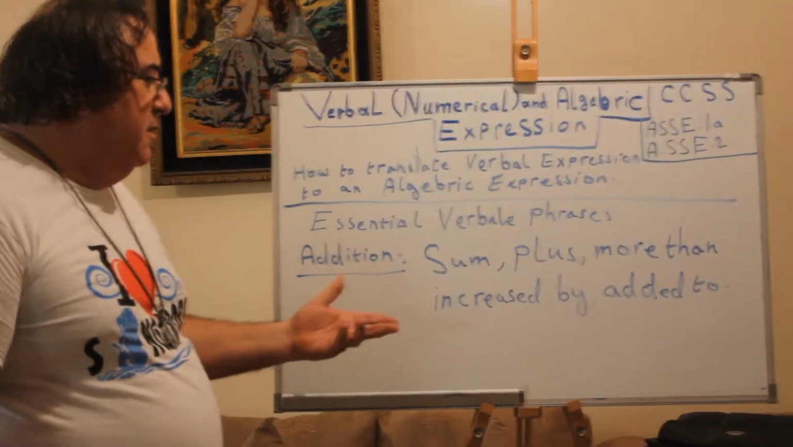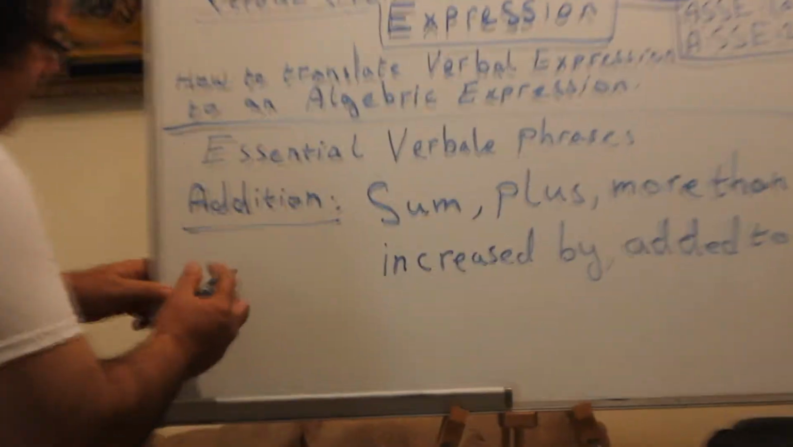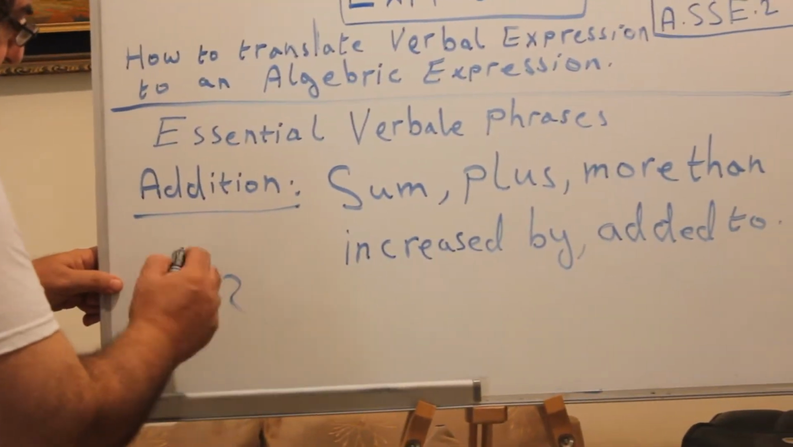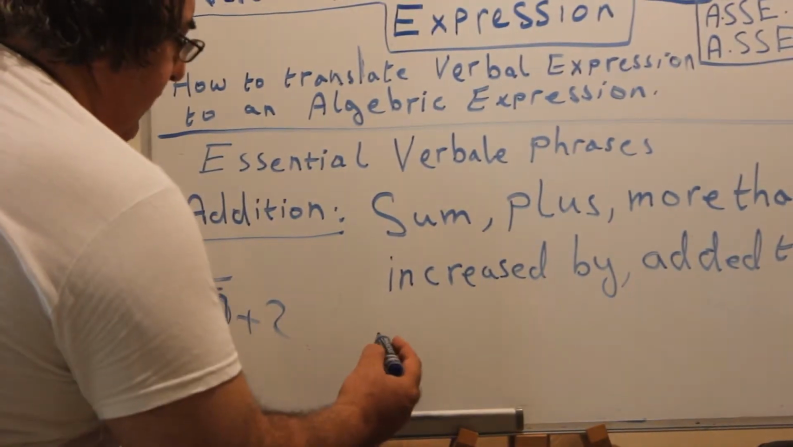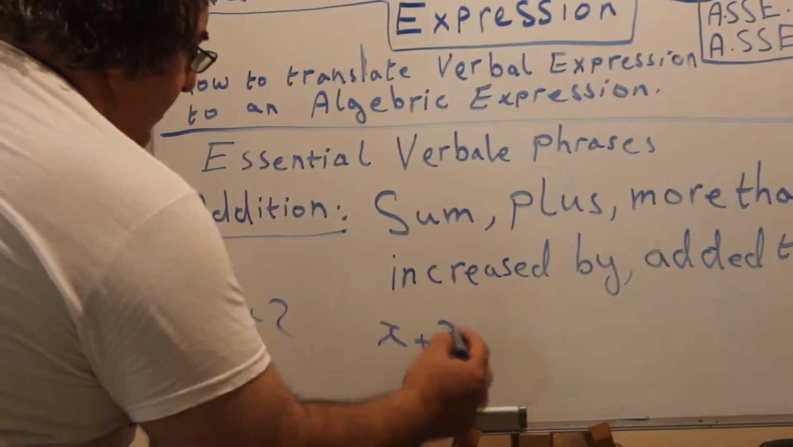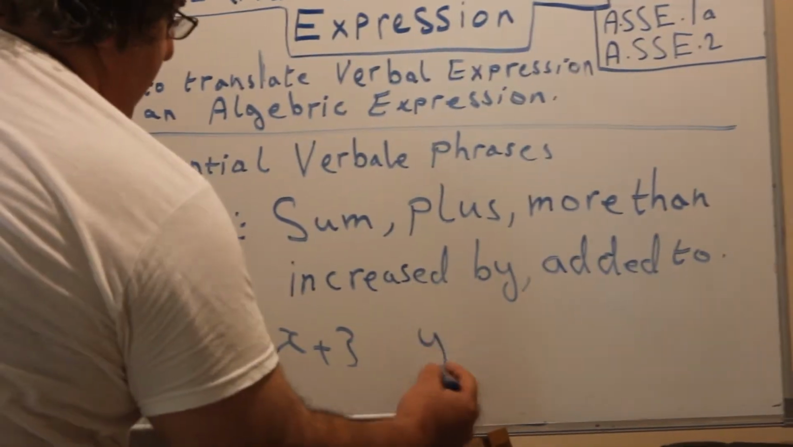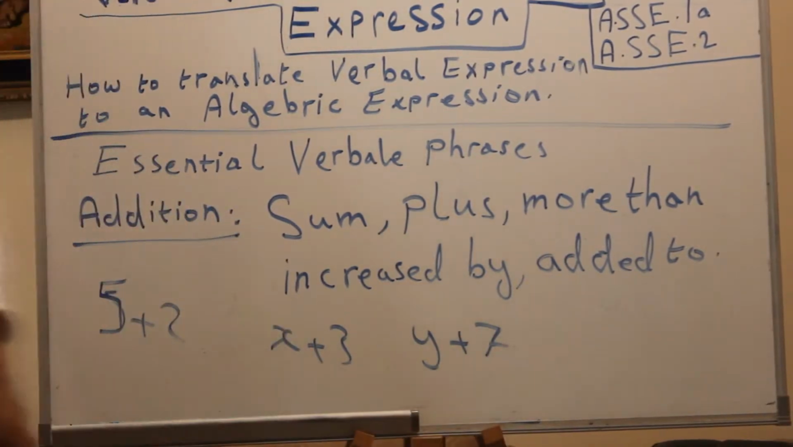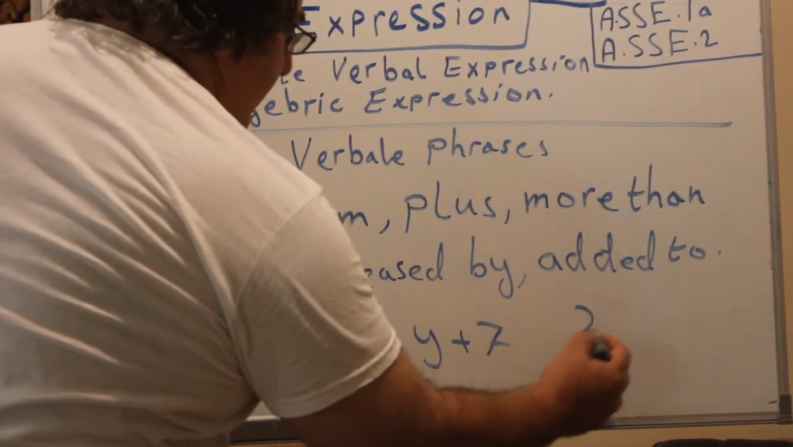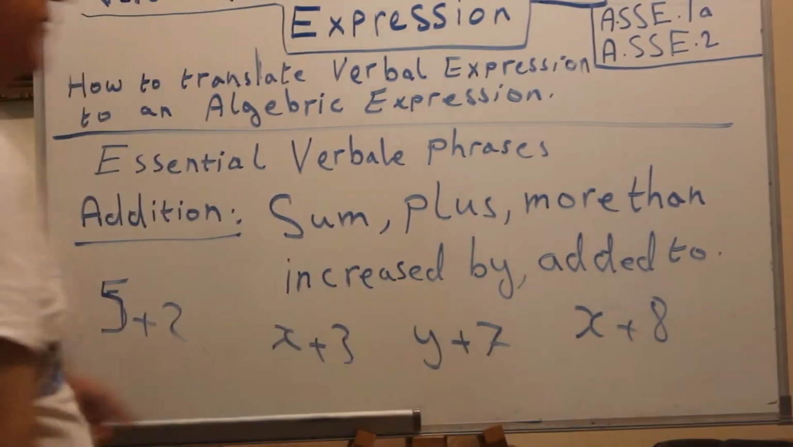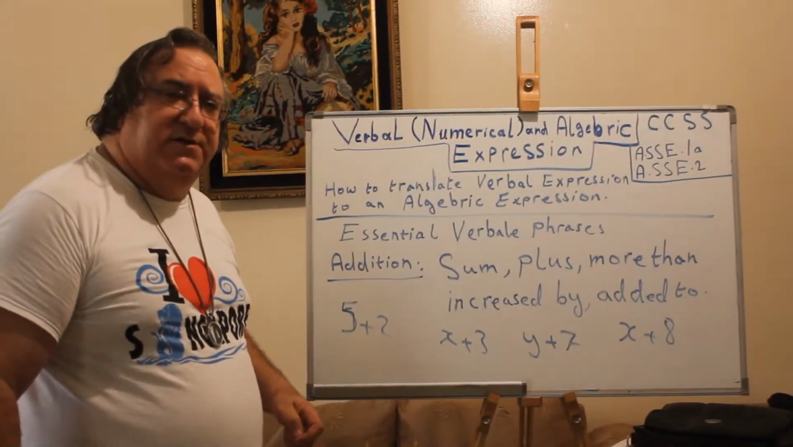For example, the sum of 5 and 2, you write 5 plus 2. The sum of a number with 3. A number increased by 7, so a number y increased by 7. A number added to 8. And so on. It's easy to recognize. Now we'll start with subtraction.